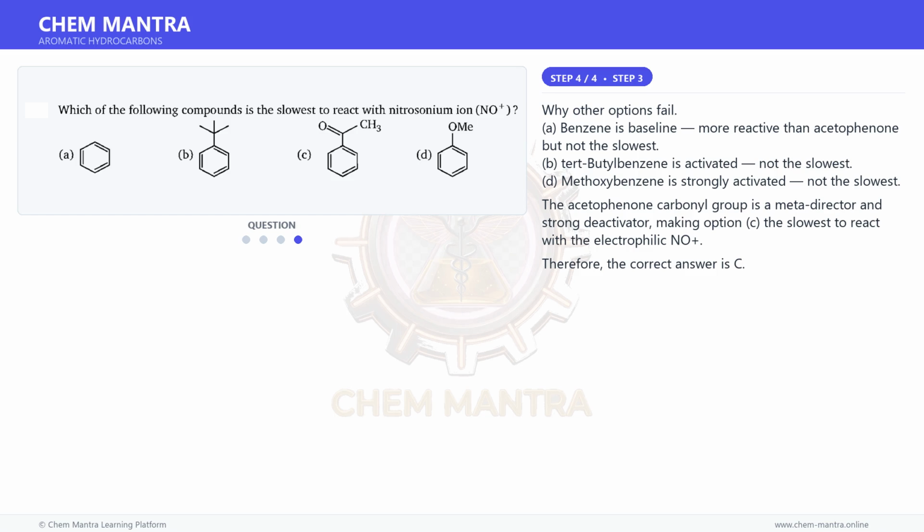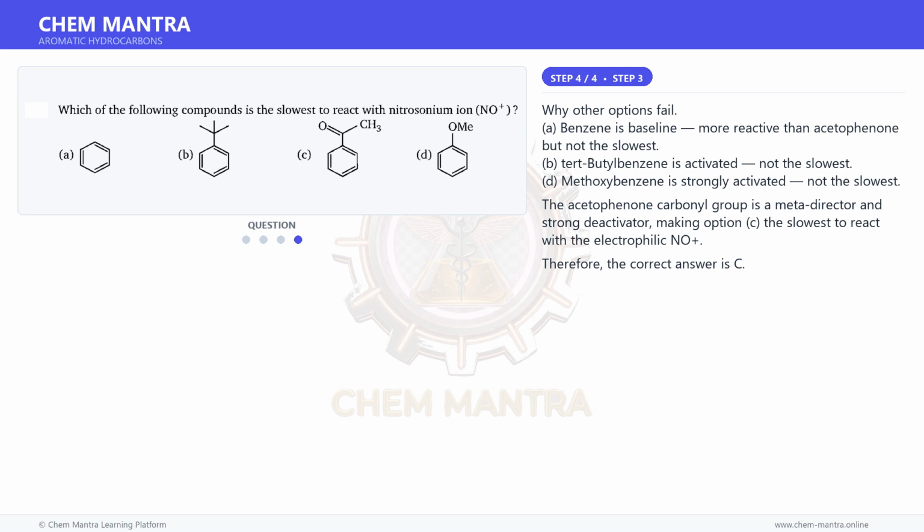And for the final step. Why other options fail? A. Benzene is baseline, more reactive than acetophenone but not the slowest. B. Tert-butylbenzene is activated, not the slowest. D. Methoxybenzene is strongly activated, not the slowest.